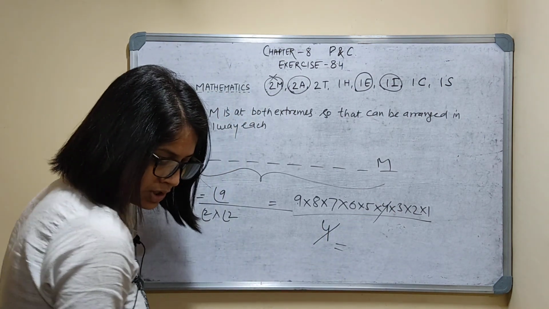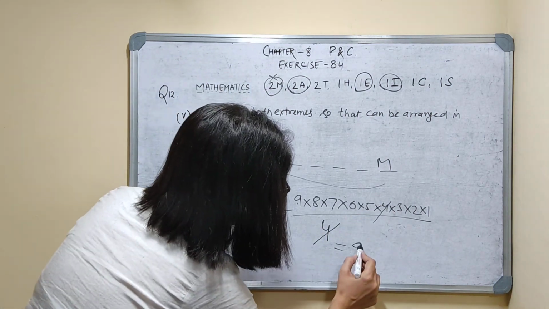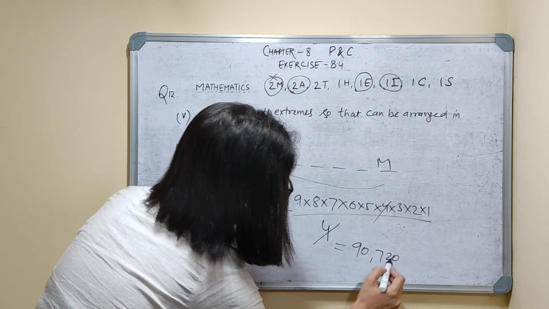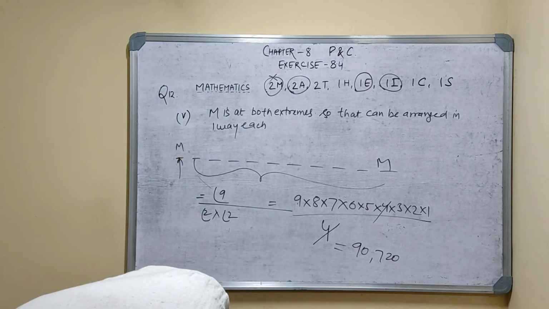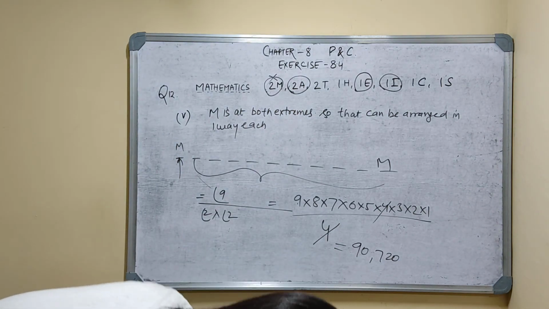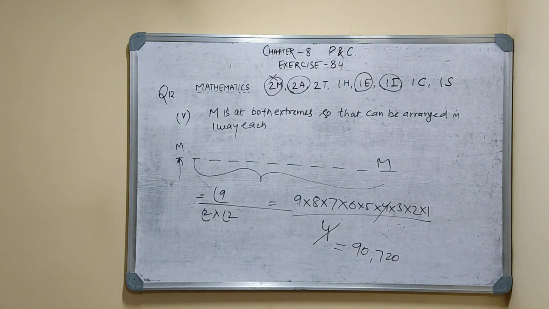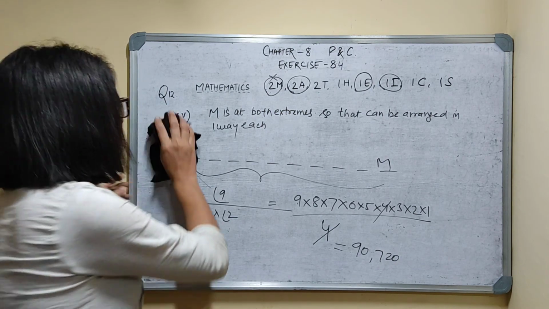While solving, you will get 90,720 arrangements. 90,720. And I'll check. Answer is 90,720 ways for this part.